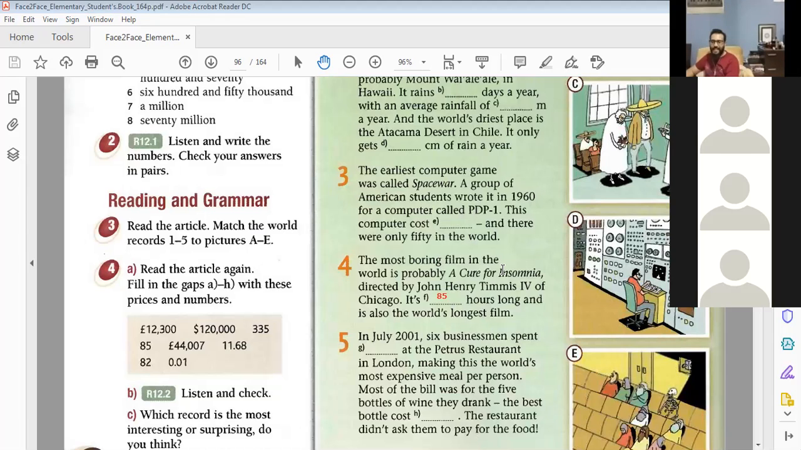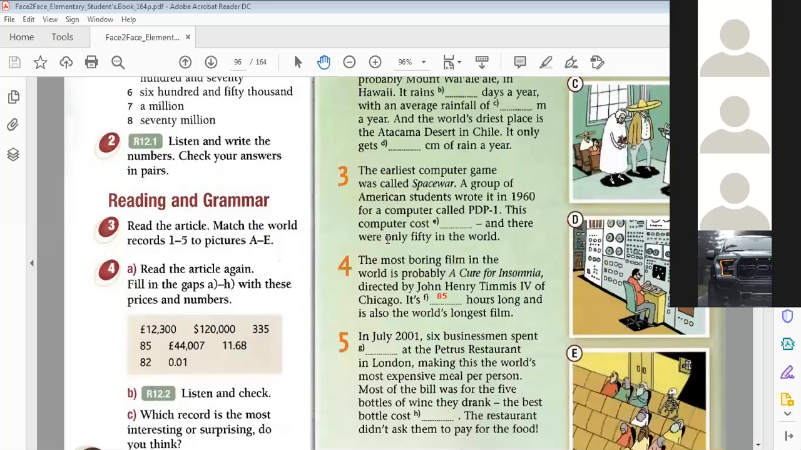How many days is it? How many days? 85 hours. 24 is 48. It's almost 4 days long. Yes. What do you think of this? Is it long or not long? Long. Yes, it's very long, right? So it's a very long film. It's almost 4 days. What about you, Samiha?